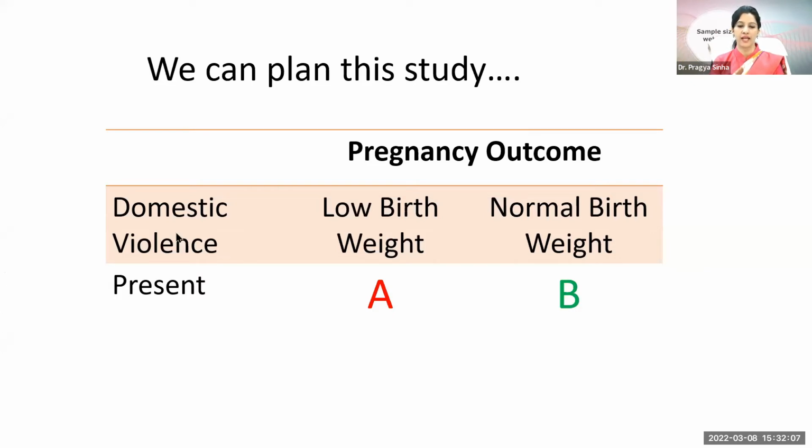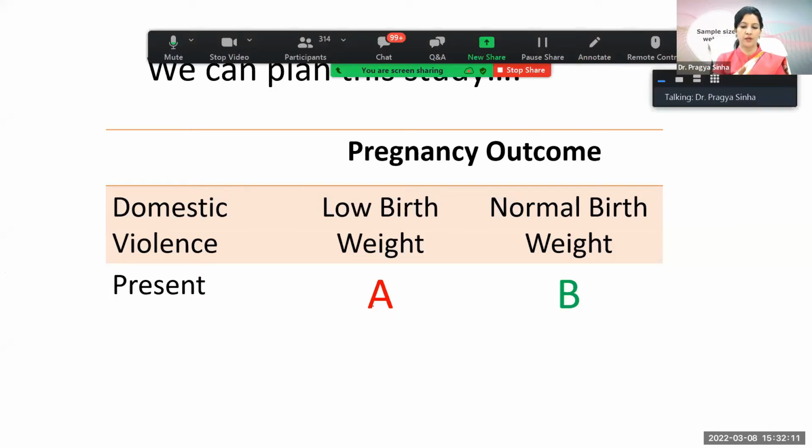If I define the pregnancy outcome as low birth weight, then I have this A, which is the low birth weight in case of domestic violence. And then I have this B, which is the normal birth weight in case of domestic violence. So this is which type of study? I have only taken domestic violence and I don't have a comparison group, meaning I don't have any other group where there is no domestic violence. I'm only observing this pregnancy outcome in women who are experiencing domestic violence, and then I will see. So yes, Parul and Sayanti, many people are writing prospective cohort, but there is no comparison group. Will you call it a cohort if there is no comparison group?